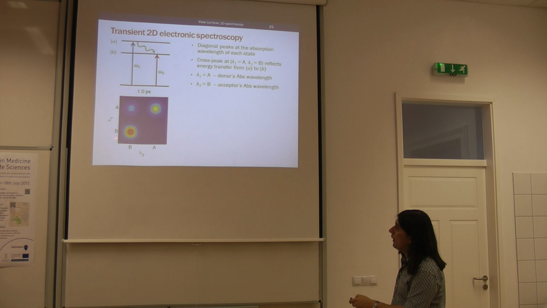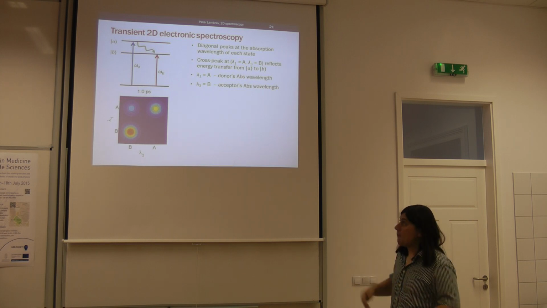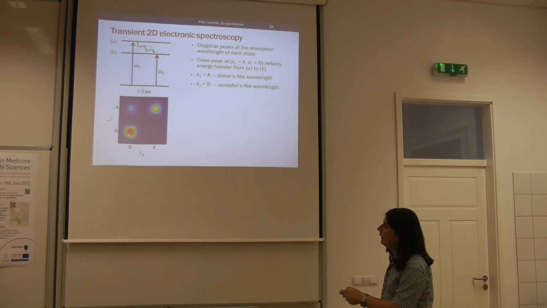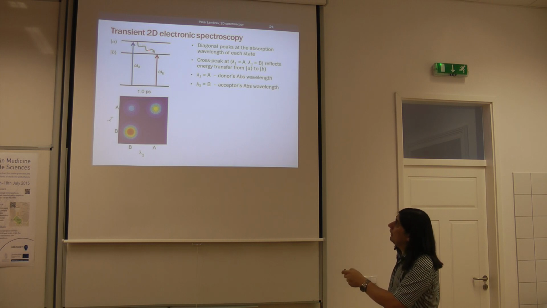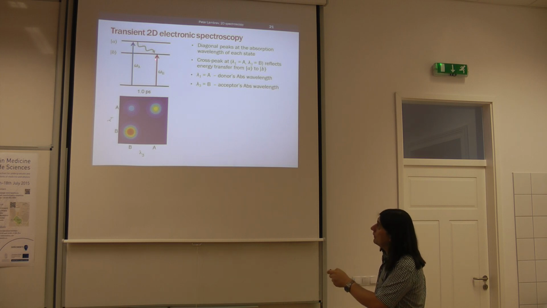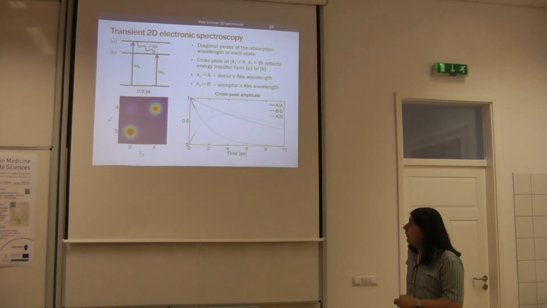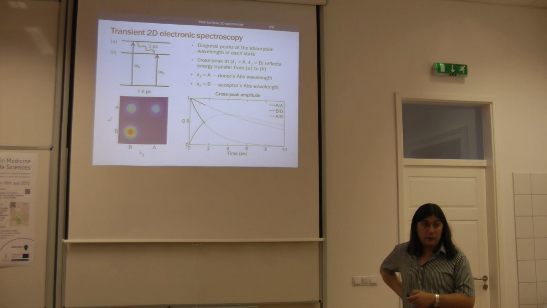Now, we have broadband pulses, right? So they cover all frequencies. And in the two-dimensional spectrum, we will see the A molecule or energy level, and we will see the B energy level. If there is energy transfer from one to the other, we will see a cross peak. Simple as that. Okay?